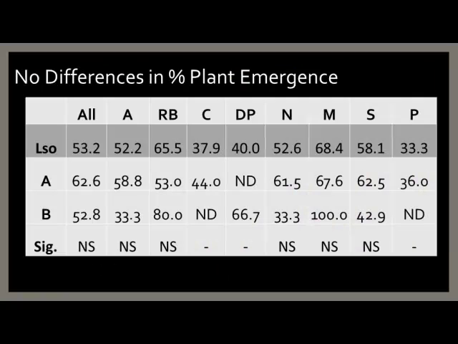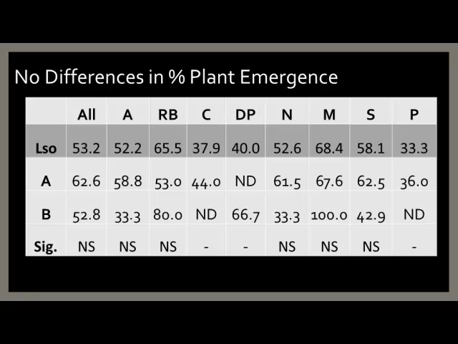So currently we've only finished 1 of 3 trials on this. We're mostly through with trial 2, but I'm only presenting on trial 1 right now. Based on the data we have so far, we have no differences in the percent of plants that emerge.